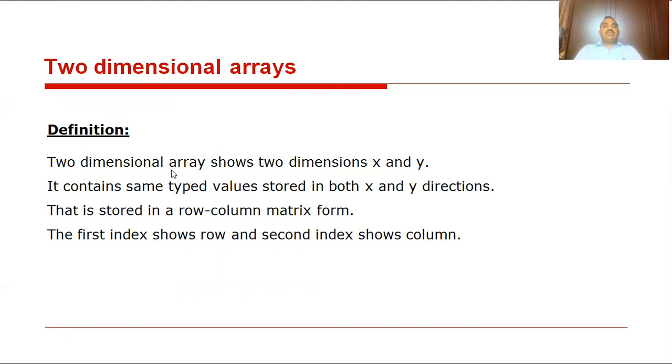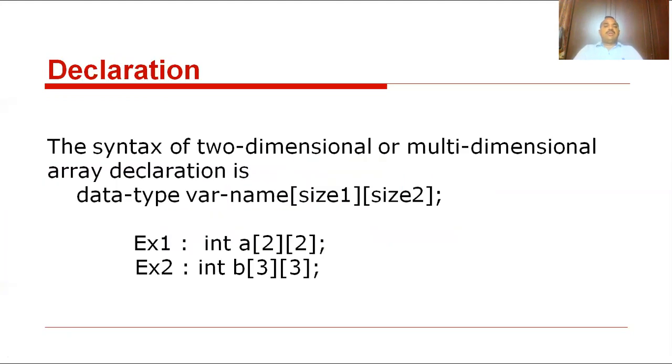A two-dimensional array shows two dimensions, x and y. It contains same typed values stored in both x and y directions. That is stored in a row-column matrix form. The first index shows rows and the second index shows columns. So this is an example of a two-dimensional array.